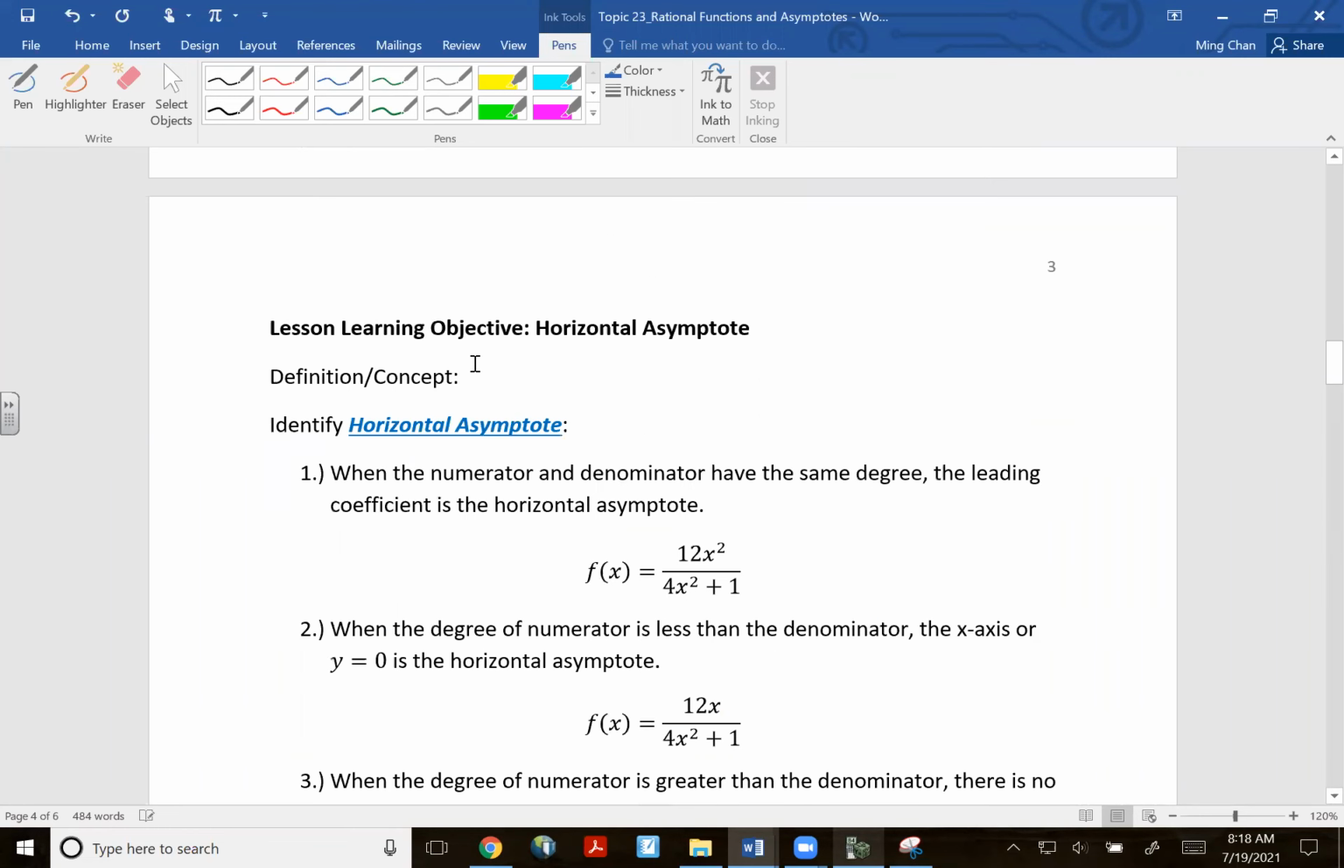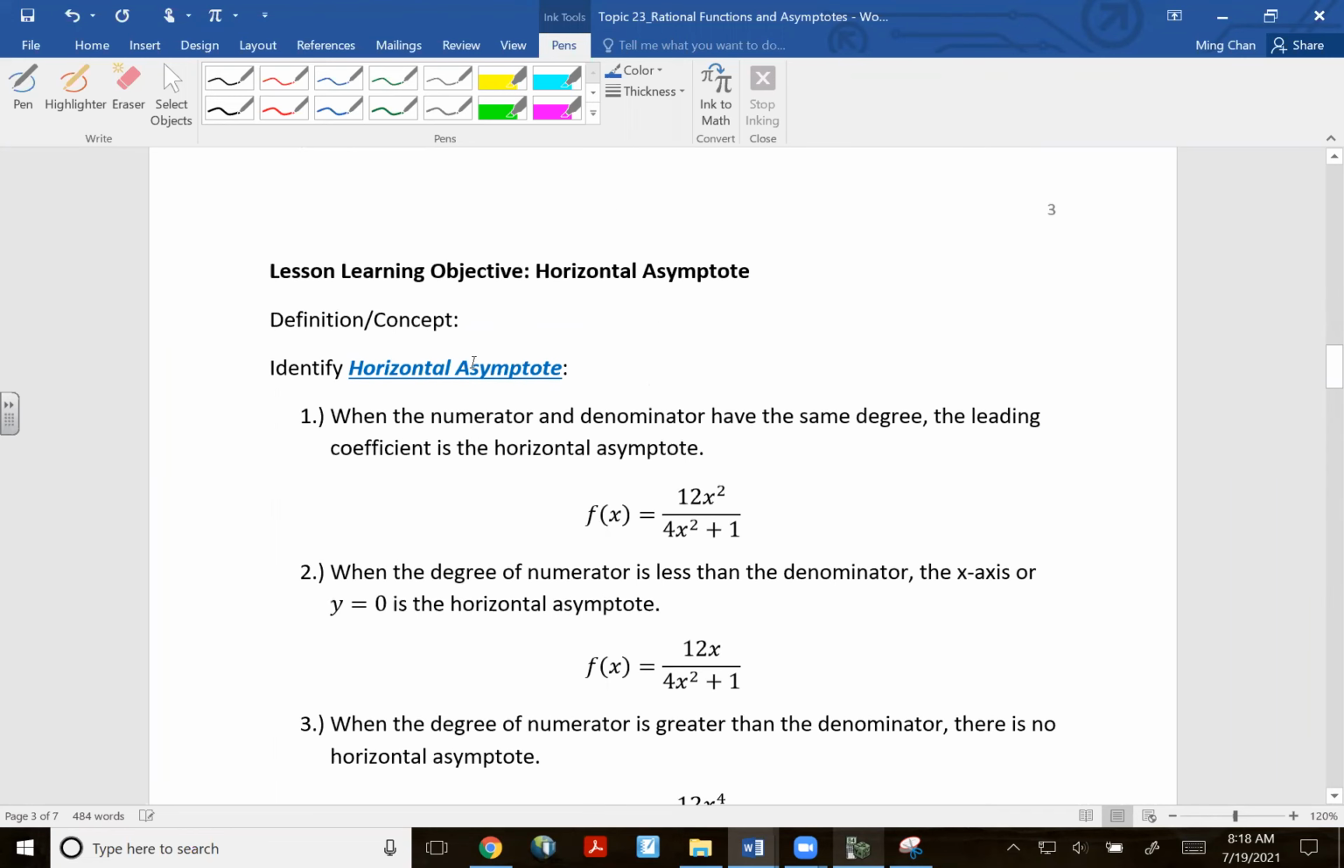All right, so let's take a look. How do I find a horizontal asymptote? This is an imaginary horizontal line that nobody sees. The way we identify the horizontal asymptote, this horizontal line that divides my graph top and bottom: when the numerator and the denominator have the same degree, then the leading coefficient is the horizontal asymptote.